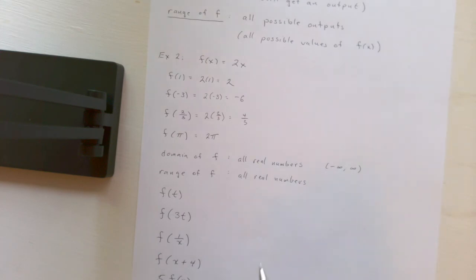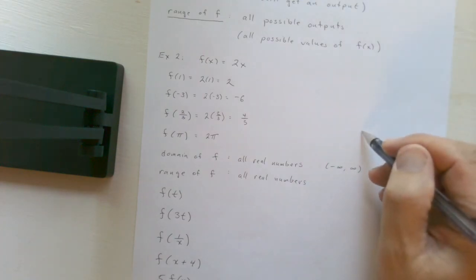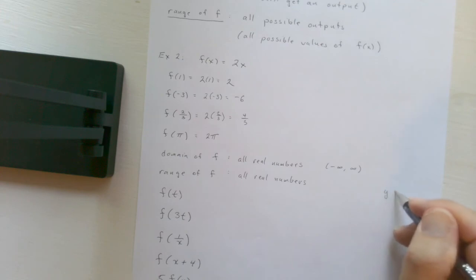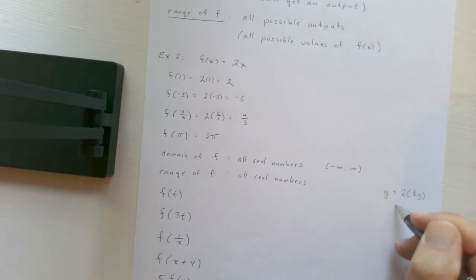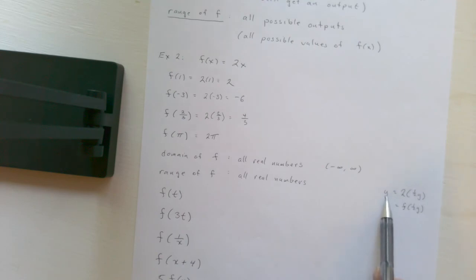Because any number, think about it, any number can be twice some number, right? If you take some value y, well, that's just going to be 2 times 1/2 y, right? So this would be f of 1/2 y. And the point is that y is going to be f of something, okay? And so the range is going to be all real numbers.